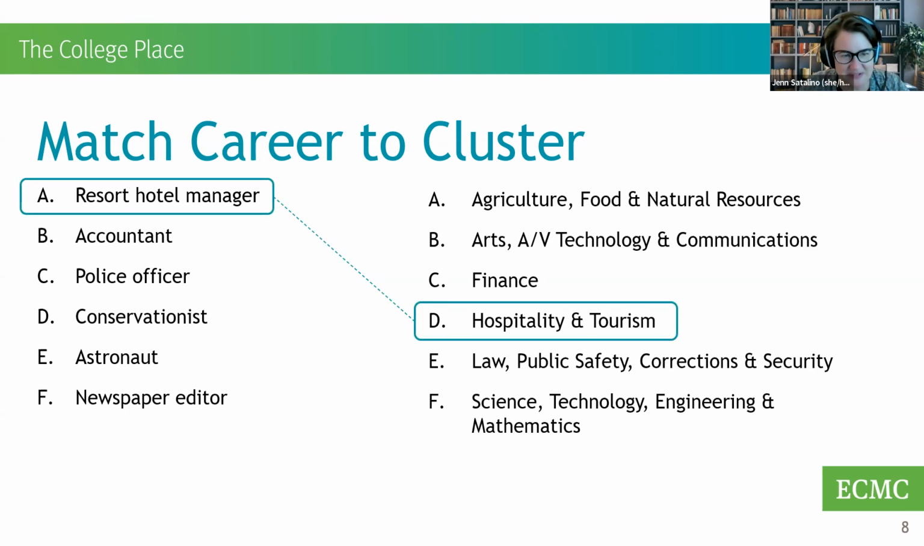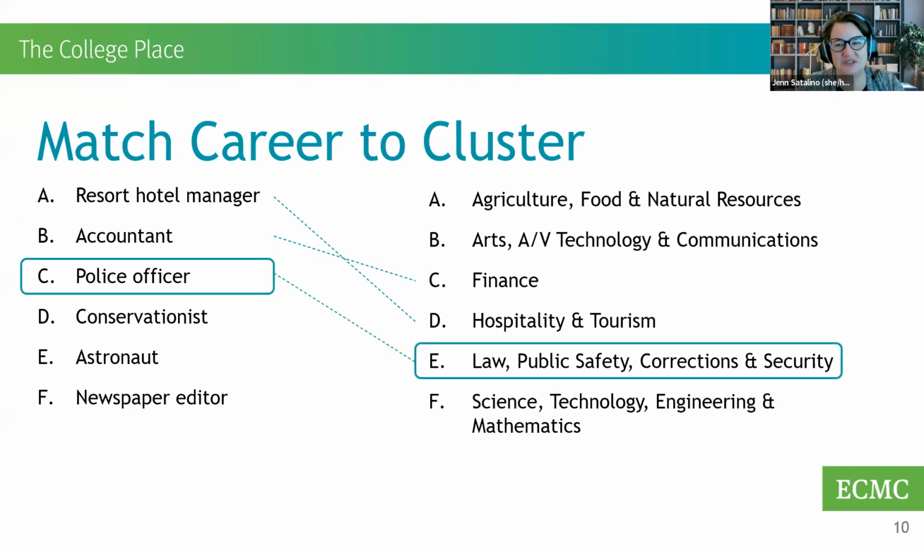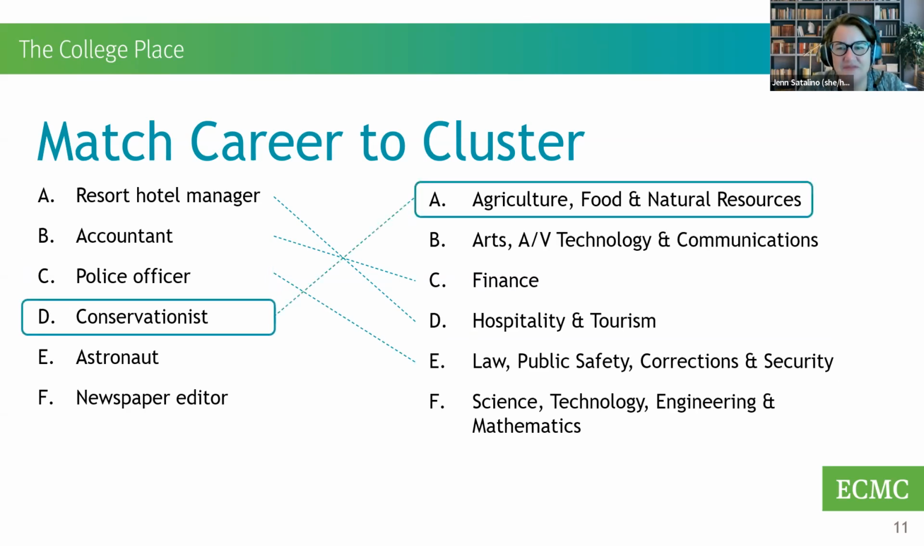Okay, so we're going to review. First, a resort hotel manager would be in the hospitality and tourism career cluster. Next, for accountant, we would have our accountant go into the finance cluster. So far, these are making a lot of sense. The police officer would go into the law, public safety, corrections, and security cluster. That's a mouthful. Our conservationist would be agriculture, food, and natural resources.